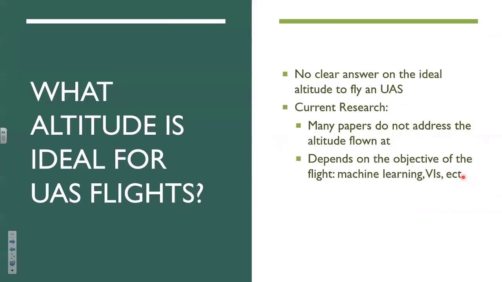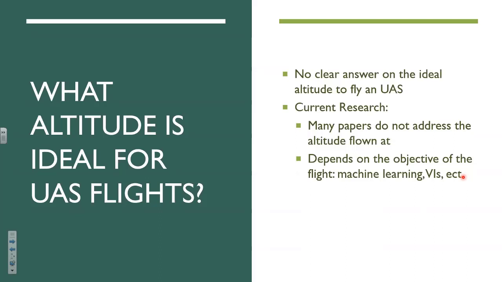So after we got the drone, we were unsure what altitude to be flying at. That's because there's really no clear answer in research. A lot of research doesn't even address what altitude they flew at to collect data, and other research is only doing it based off what thing they were studying. So there's research on panicle counts, but that's done at 10 meters. And then other people have done research on vegetative indices, but that's done at 60.